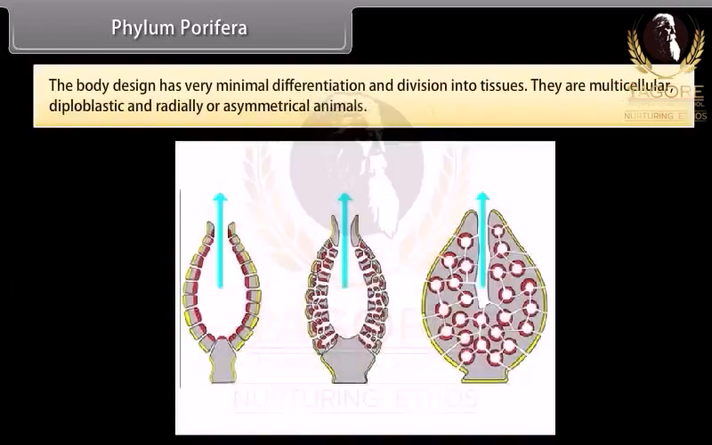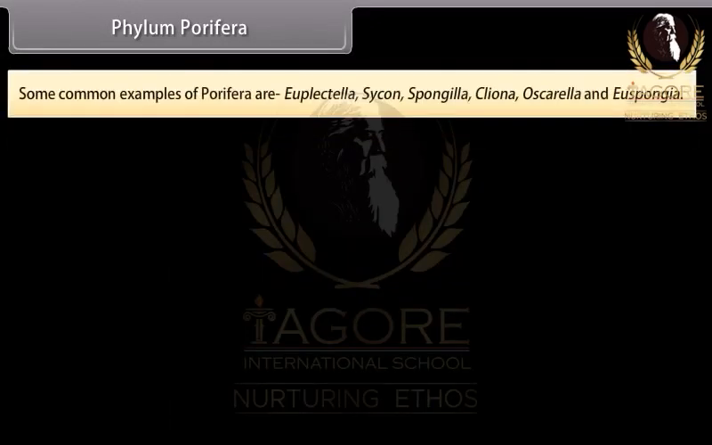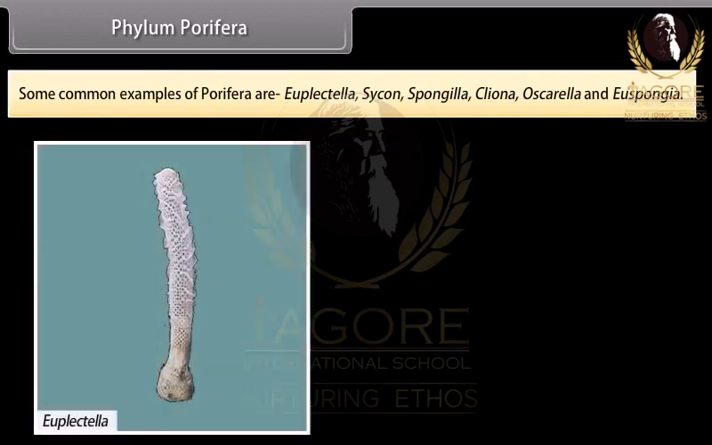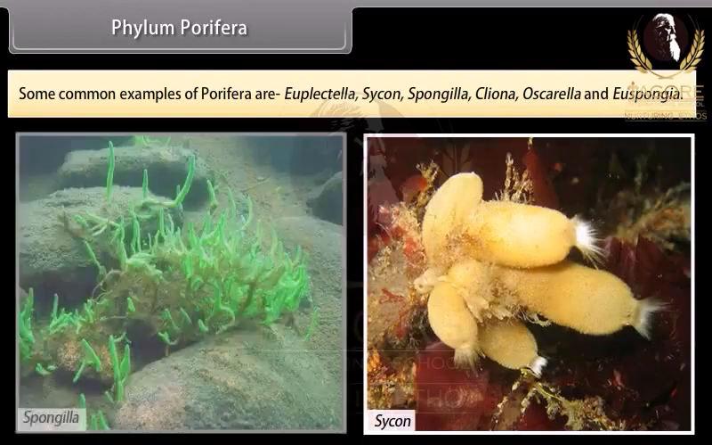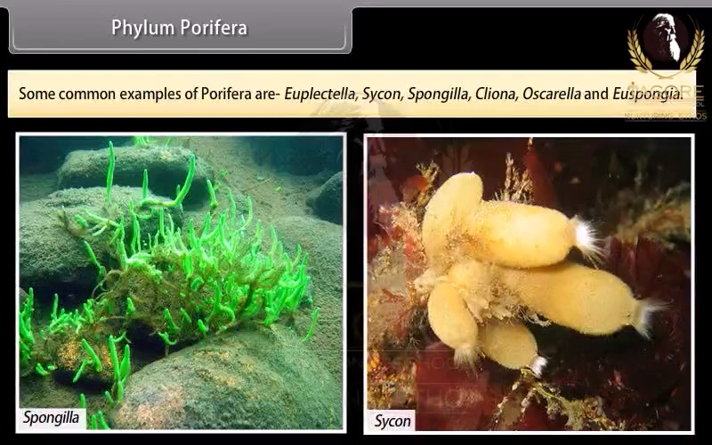The body design has very minimal differentiation and division into tissues. They are multicellular, diploblastic, and radially symmetrical or asymmetrical animals. Some common examples of Porifera are Euplectella, Sycon, Spongilla, Cliona, Oscarella, and Euspongia.